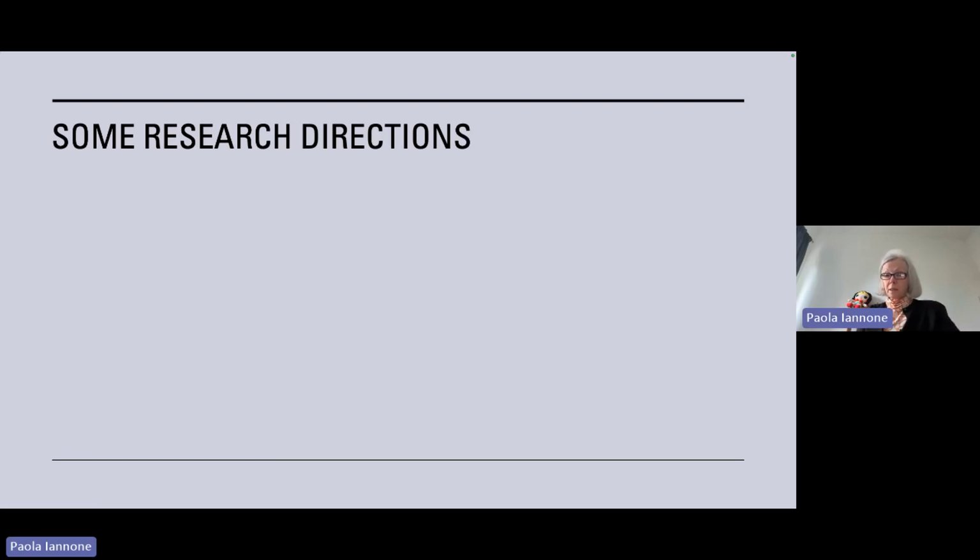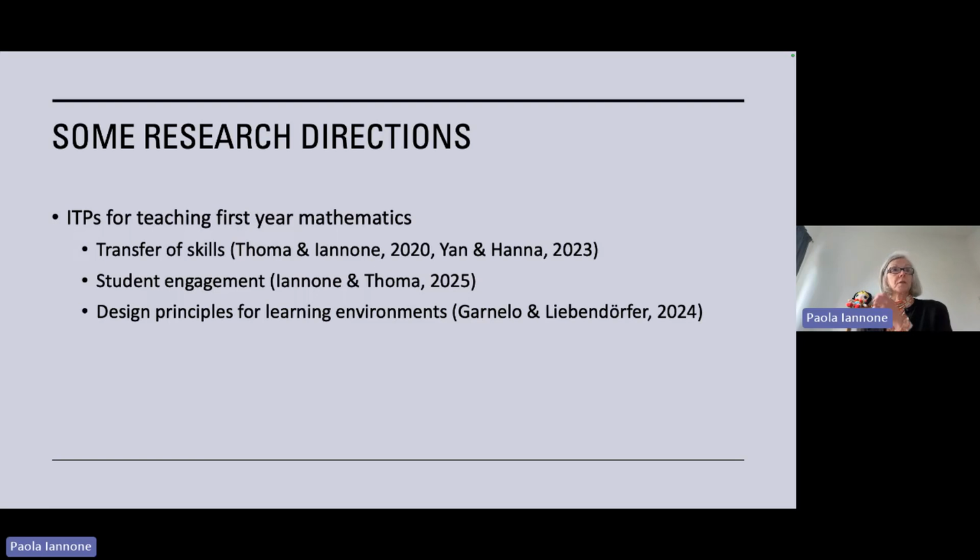Having done this a priori analysis, what are the directions for research that could be interesting to pursue? So the first part is using interactive theorem provers for teaching first year mathematics. So what does this mean? What do I want these theorem provers to do? What are the questions I'm asking? I'm asking whether these theorem provers make mathematics students better at writing proofs on pen and paper.